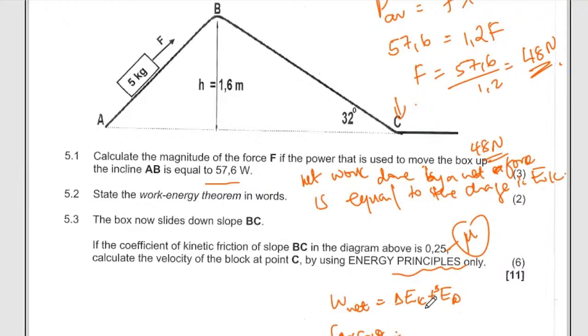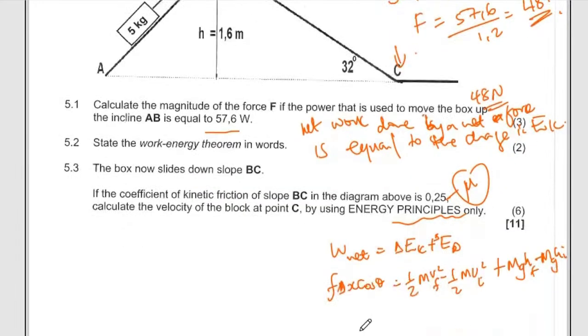This is equal to the change in EK, which is a half m v final squared minus a half m v initial squared. And then the EP is going to be mgh final, and then mgh initial. Something like that. Now we know that the force was 48.